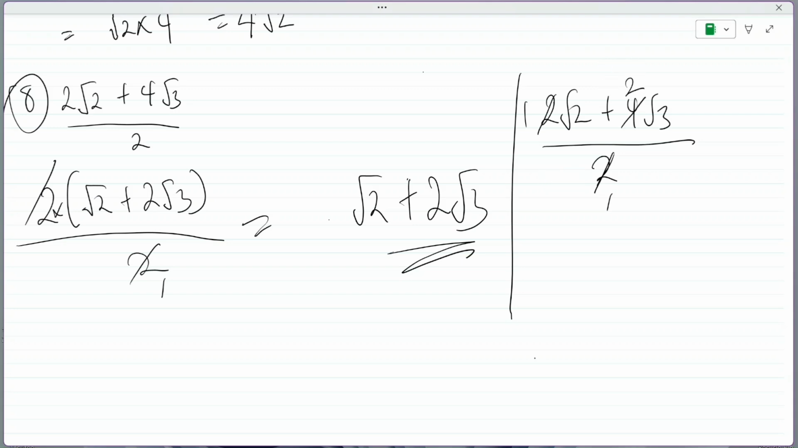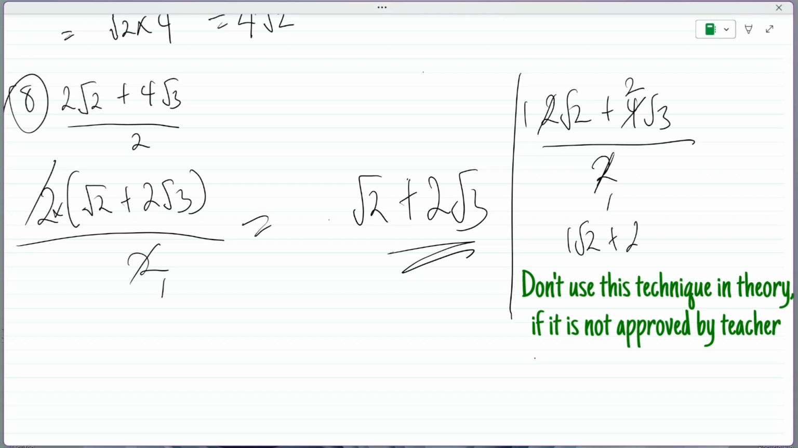That's 2 in 4, that's 2. You'll be left with 1 root 2, which is also root 2, plus 2 root 3. That's the answer. It's the same answer using 2 different techniques.